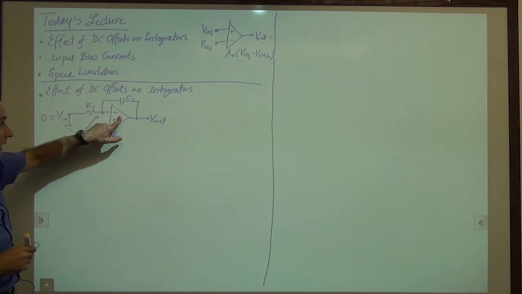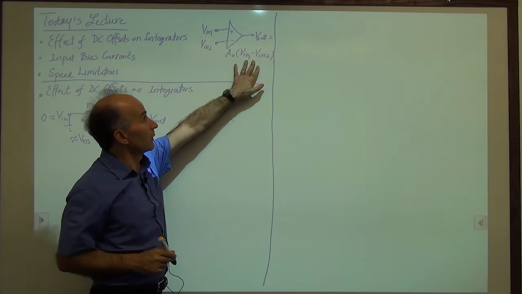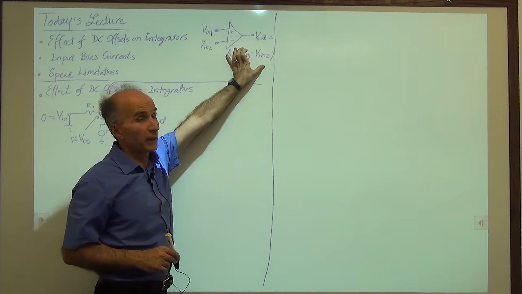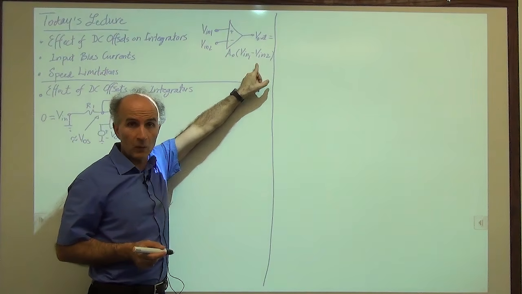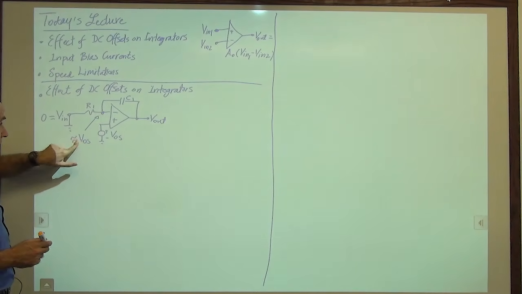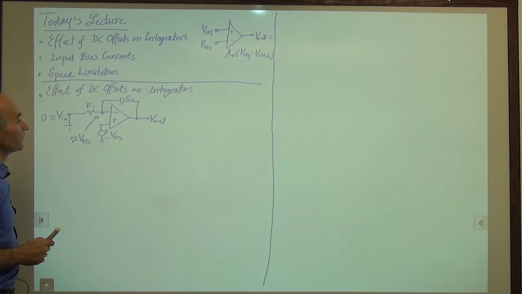Because the gain of the op-amp is high. So as I said before, from this fundamental equation, if A0 is very large and V out is a moderate amount, V in 1 and V in 2 have to be very close to each other. So these two have to be very close to each other. We can say this is also approximately equal to VOS.